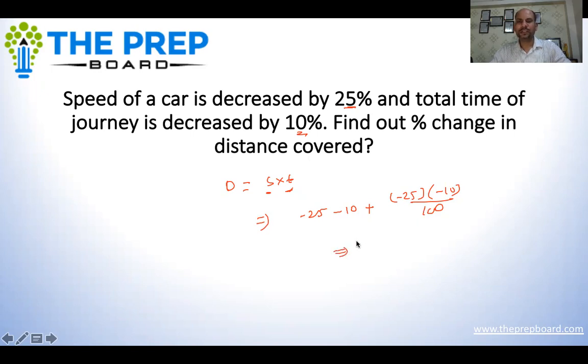If you understand, do pause the video, solve it yourself first, and then check whether your answer is correct or not. It becomes minus 35 and plus 2.5. It becomes minus 32.5. Okay. It is very important to understand where we are using this formula and how we apply this one.